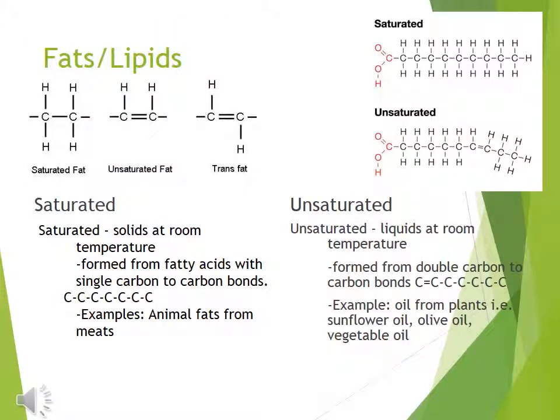Fats can be either saturated or unsaturated. Saturated fats are usually solid at room temperature, such as animal fats and butter. Unsaturated fats are liquids at room temperature, such as your sunflower and vegetable oils. Now, saturated fats are formed with single carbon-to-carbon bonds, but unsaturated fats are formed with a double bond. This usually means that there is a kink in the chain.